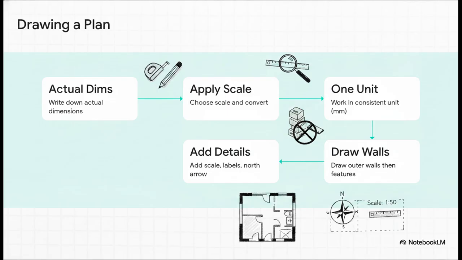First, obviously, you need to write down the actual dimensions of the real room. Second, you pick a scale and convert all those real-world measurements down to paper-sized dimensions using division. Now really pay attention to step 3, working in one consistent unit like millimeters. This is a massive pro tip to avoid annoying rounding errors on tiny things like door frames. Don't go mixing up centimeters and millimeters, just pick millimeters and stick with it. Fourth, draw your outer walls first to give yourself a frame and then fill in the internal features. Finally, step 5, make it look professional. Add your scale statement, label everything clearly, and don't forget that north indicator.